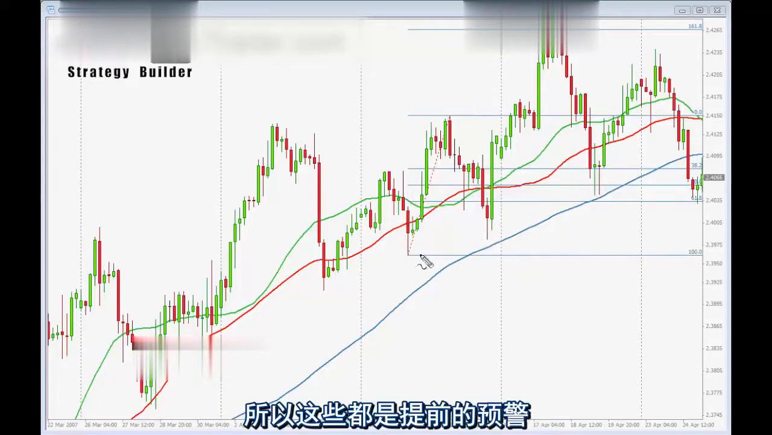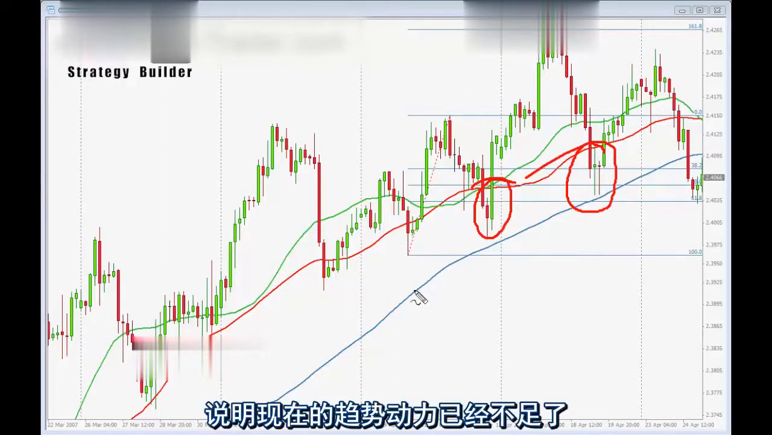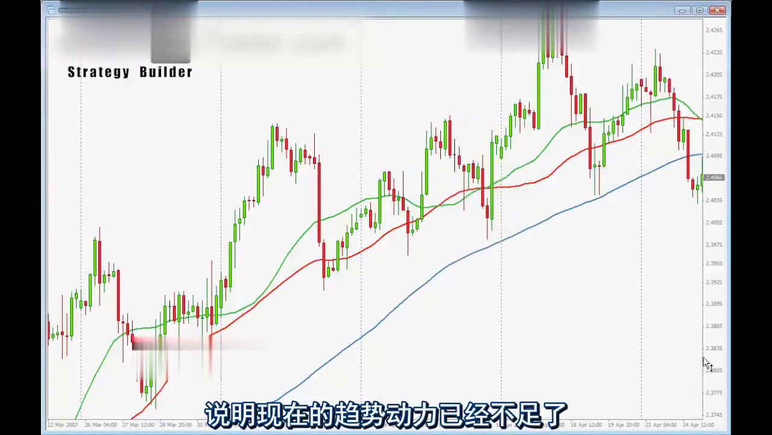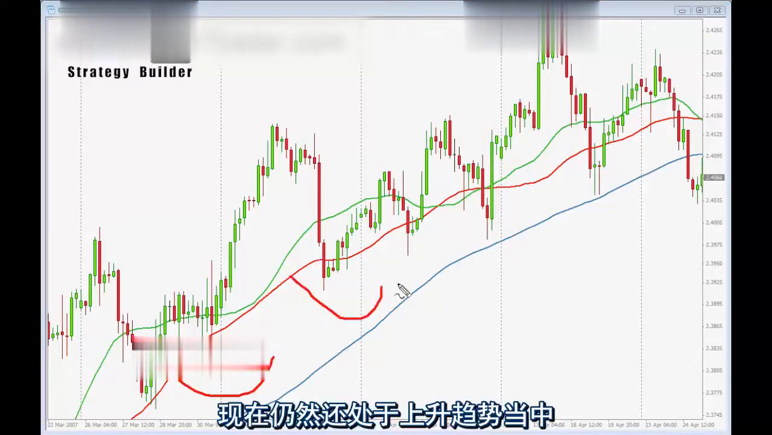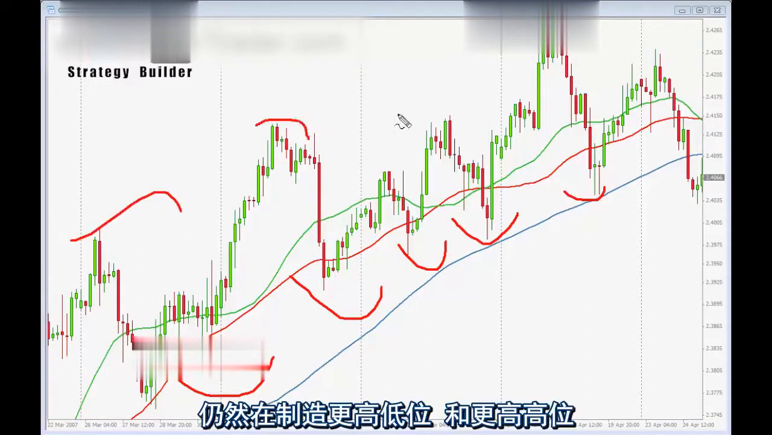All right, here we have early warnings. Early warnings that this trend just doesn't have enough steam. We might be running out of petrol here, despite the fact that, at least from a technical point of view, we're still in an uptrend, still making higher lows and higher highs.